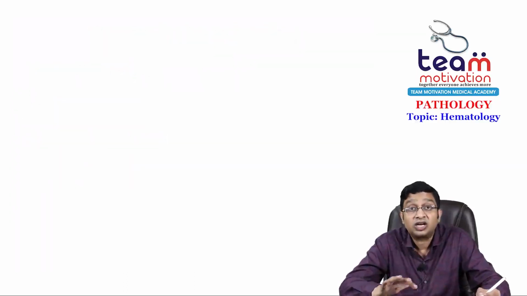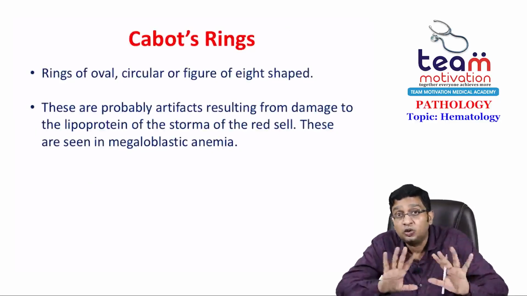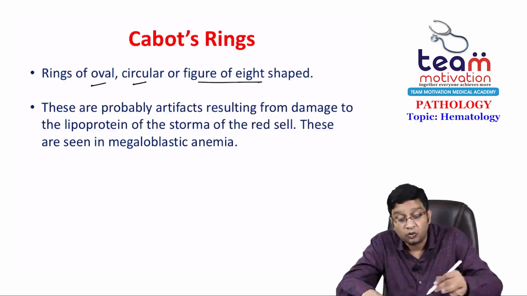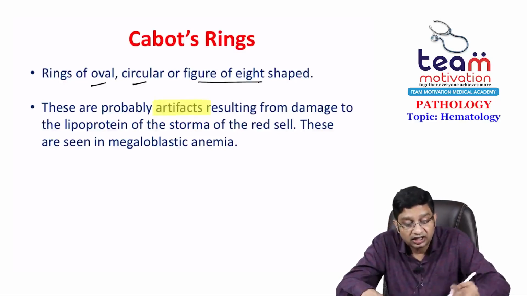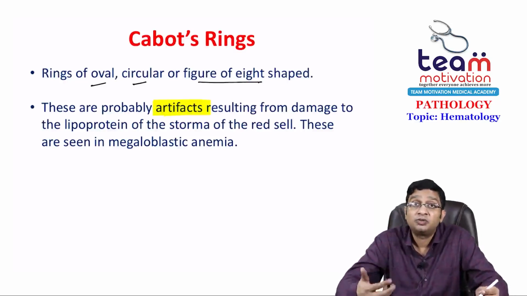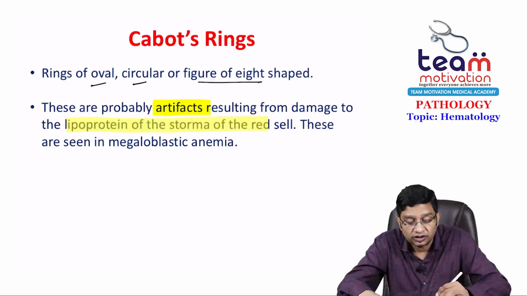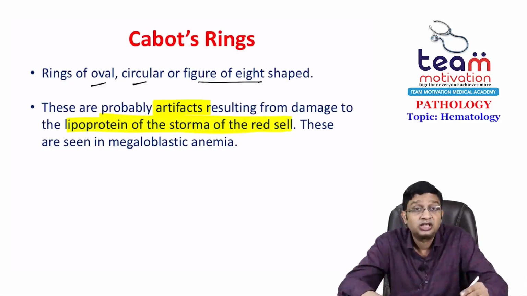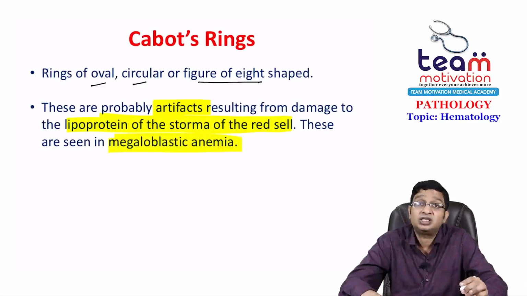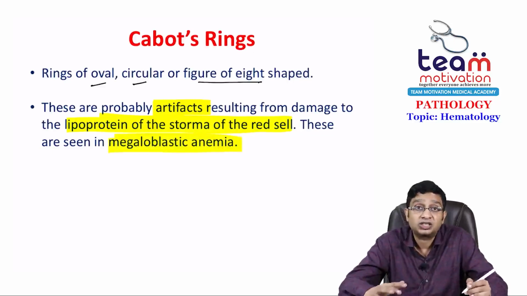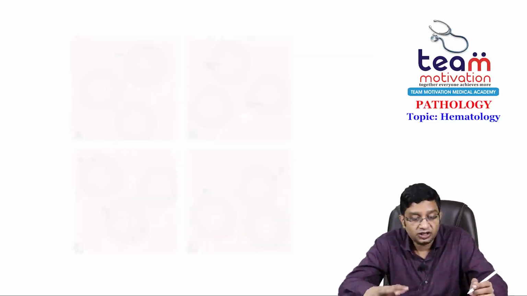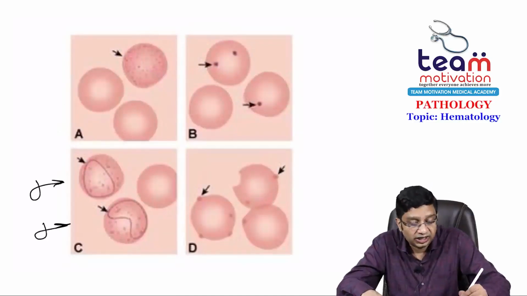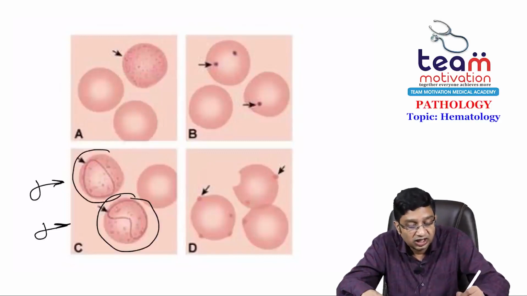Then there are Cabot's rings. Cabot's rings are not inclusion bodies. They can be rings of oval, circular or figure-of-8 shape, and actually they are artifacts. Why are they formed? Because there can be damage to the lipoprotein of the stroma of the red cell. They are seen in megaloblastic anemia. As you can appreciate here, these are the Cabot rings, which we call artifacts.